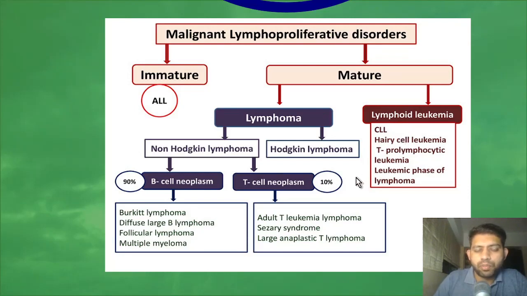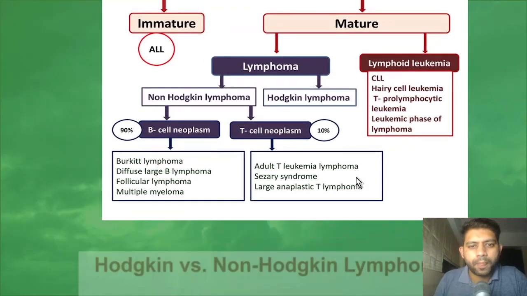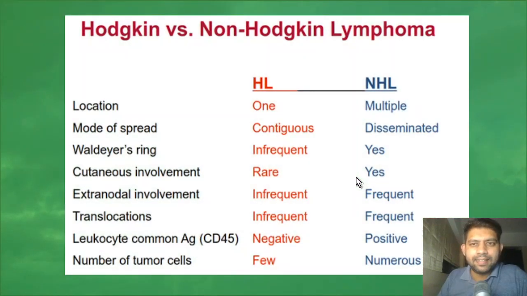So lymphomas can be B cell or T cell. B cell lymphomas are more common. T cell lymphomas are quite rare. Now, what is the difference between Hodgkin and non-Hodgkin lymphoma? There is a difference in clinical presentation and microscopic features of both.